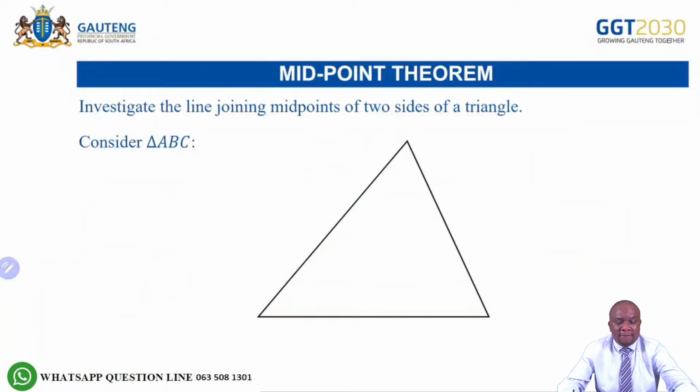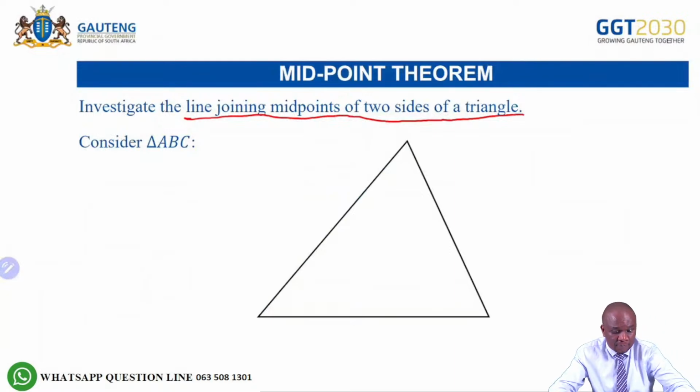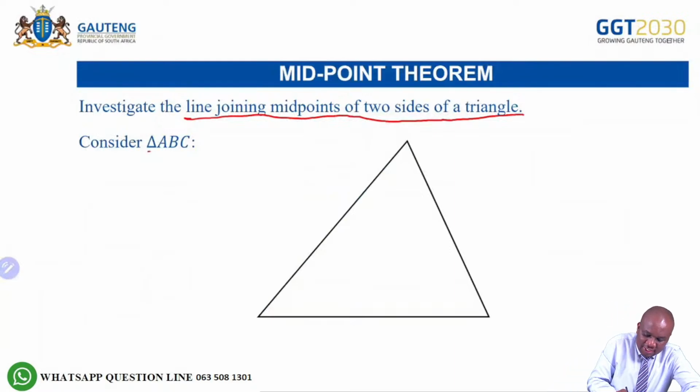Right, let's look at our investigation now. Please follow these instructions. We are going to investigate the line joining midpoints of two sides of a triangle. That's what we're investigating. So consider triangle ABC.